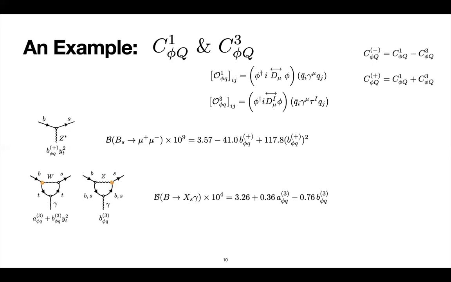In B to X S gamma, there is no tree level contribution here, so everything is at one loop level, and here both A and B contribute with comparable magnitudes. So this will give us an additional handle on some orthogonal direction in parameter space. Okay, so far for the B observables.